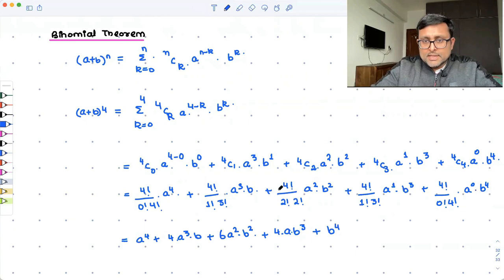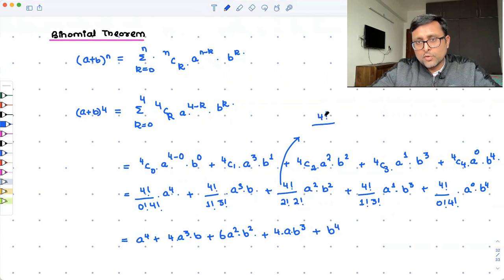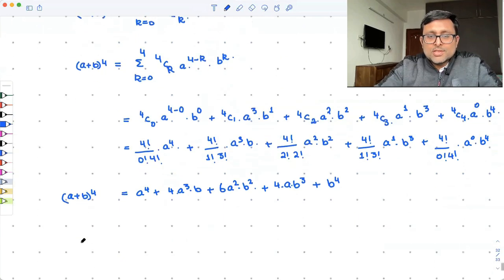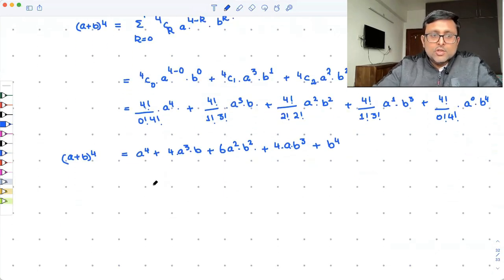Just for example's sake, if you calculate this one, it is nothing but 4 factorial upon 2 factorial into 2 factorial. 4 factorial is 4 into 3 into 2 into 1, and the denominator is 2 into 1 into 2 into 1. So this gets cancelled out, and you have just 2 into 3, which is 6. The point I want to make, as a recap for the binomial theorem, is that it is cumbersome to expand these formulas, so why don't we just use the binomial theorem?